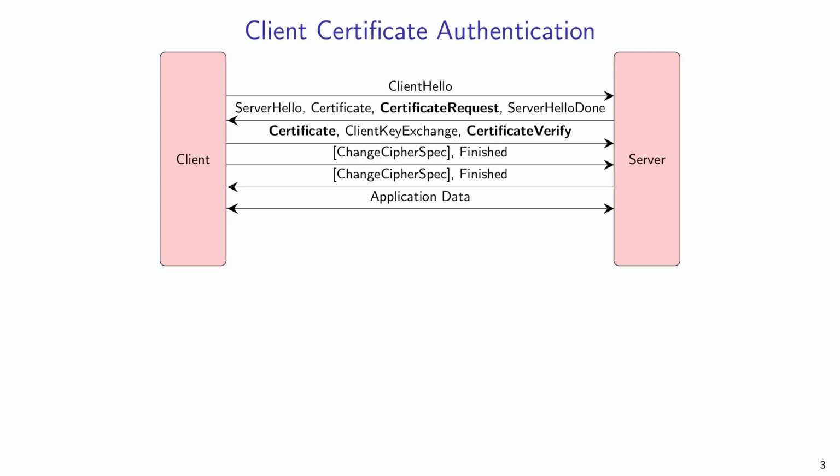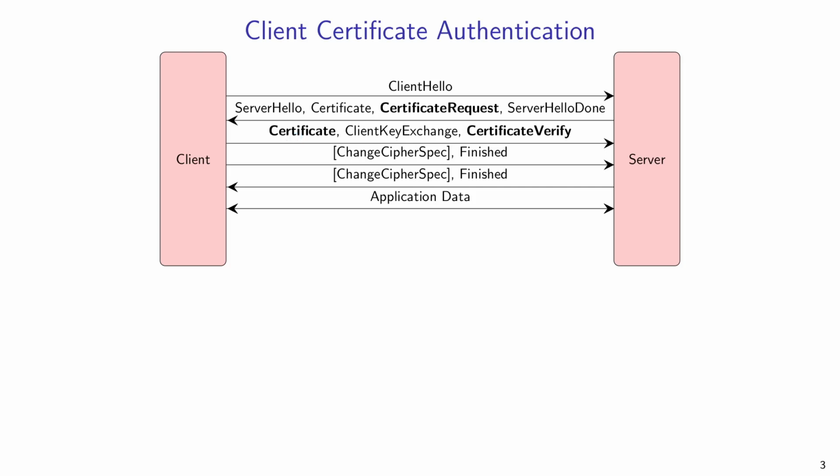In case the client has a certificate, the client sends it to the server in a certificate message which has the same structure as the server certificate message. If the client does not have any certificates or does not want to send them to the server, the client must send an empty certificate message.